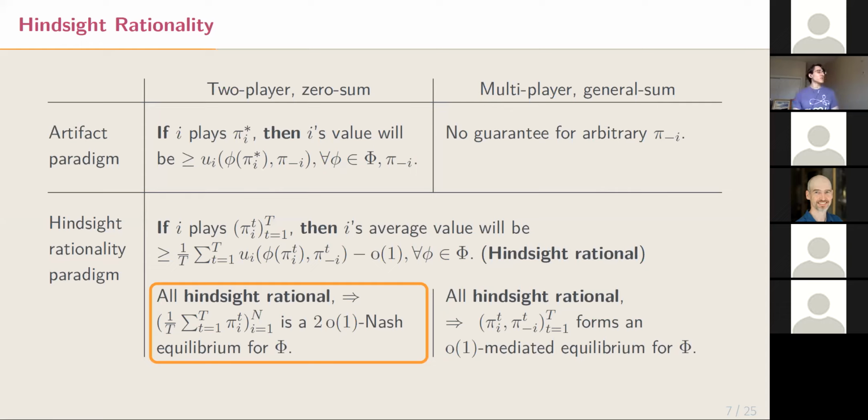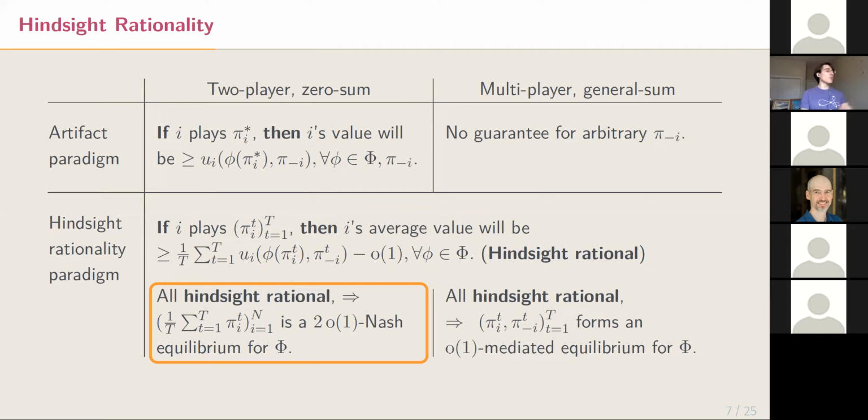And if we go back to two-player zero-sum, we actually still get a nice connection with the artifact paradigm. This is, in fact, what has historically made hindsight rational algorithms useful in two-player zero-sum games: if all players are hindsight rational, then if you marginalize out the strategies generated by each player just by averaging them, we get an approximate Nash equilibrium for the deviation set.